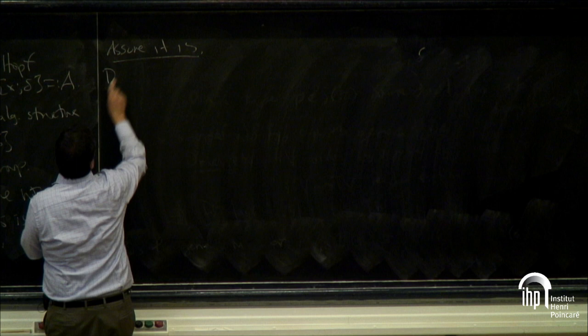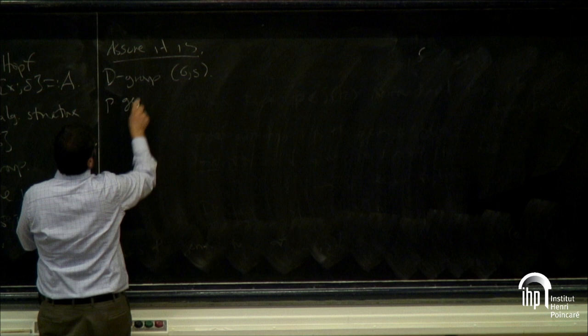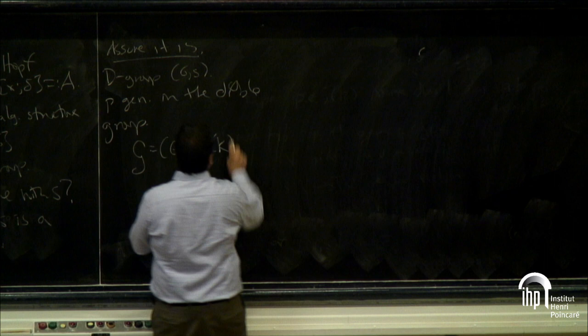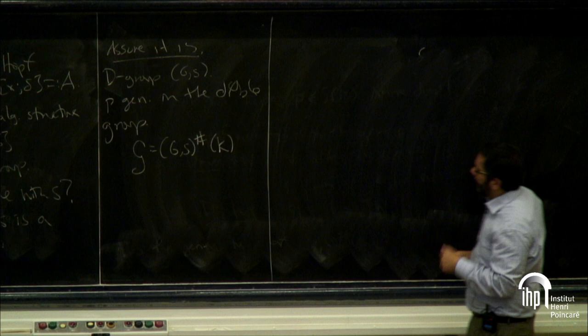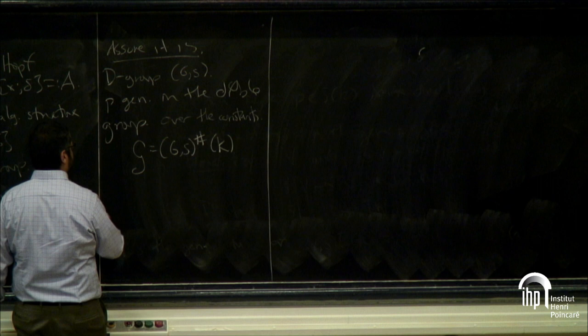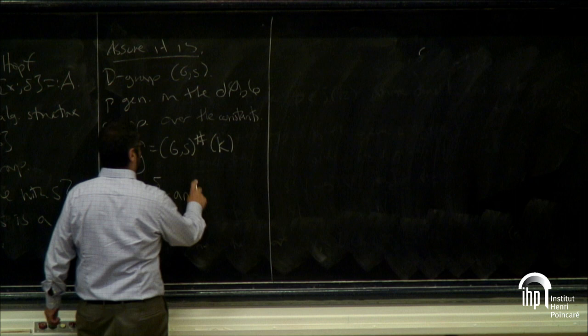So I have a D-group now. And so p is generic in the definable group G, which is G^S of K. So I now have a definable group, which is something I don't have in general, and this is a definable group over the constants. And now it's a fact that any definable group over the constants is analyzable in the constants. In fact, in at most three steps.